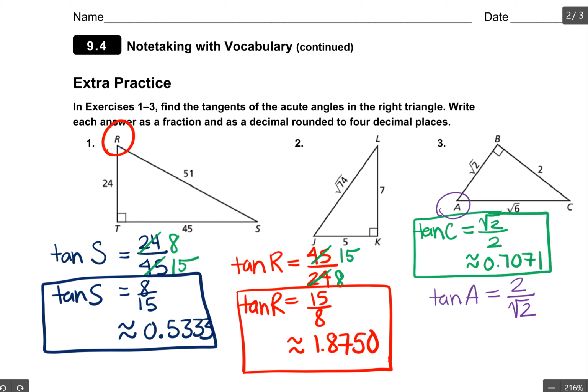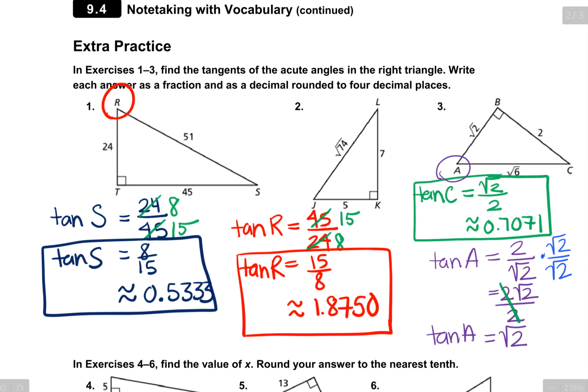Now we all know we can't leave it like that, so let's multiply it by the square root of 2 over the square root of 2. And then that will give us 2 square root of 2 over 2. And then I can cancel the 2's, and I'm simply left with the square root of 2. So the tangent of A is the square root of 2, which if I plugged it into my calculator is approximately 1.4142. And that's the basics of calculating a tangent value.